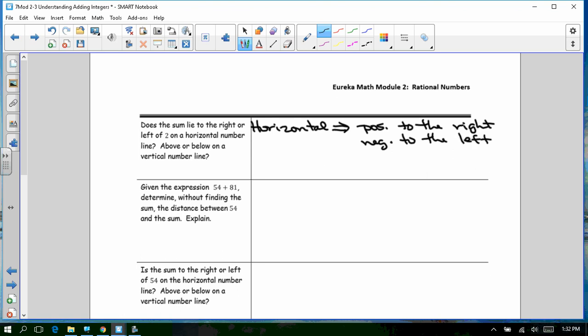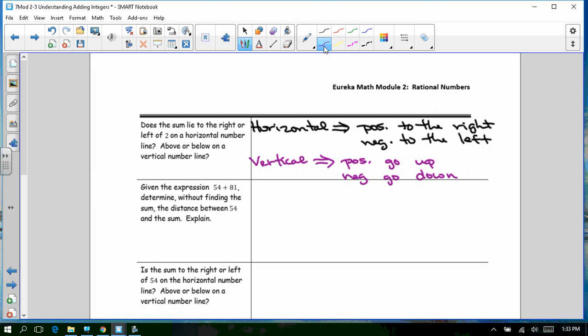What if it was the vertical number line? I didn't really talk much about it on there, but it is there. Look at that vertical number line. If it's positive, it's going to go up, right? And if it's negative, it'll go down, right?